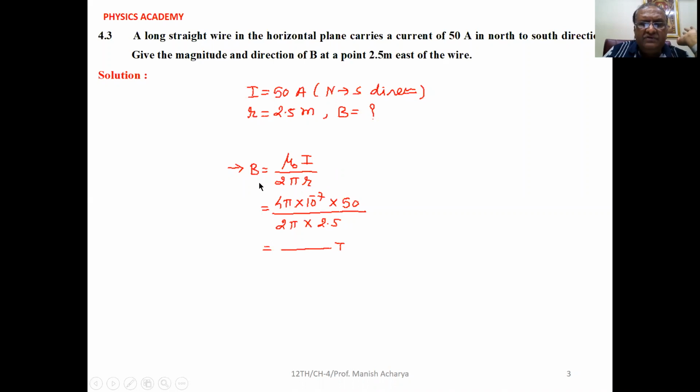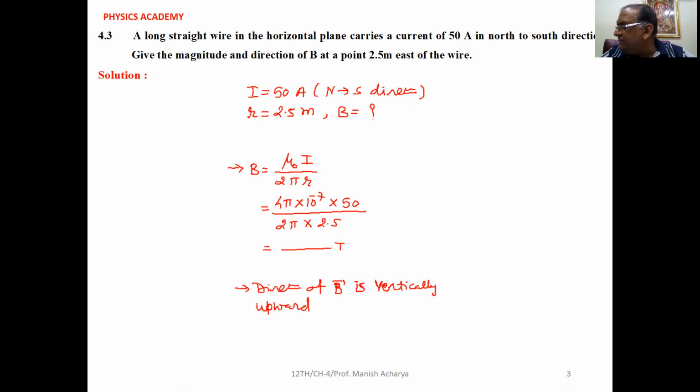Now the equation for the magnetic field at any point due to current carrying wire, that is mu 0 I upon 2 pi R. Mu 0, that is 4 pi into 10 raised to minus 7. I, that is 50. 2 pi. R, that is 2.5. Now solve this one. You will get the answer of magnetic field. Now the direction of B, that will be vertically upward. So this you can fix with the help of right hand rule.